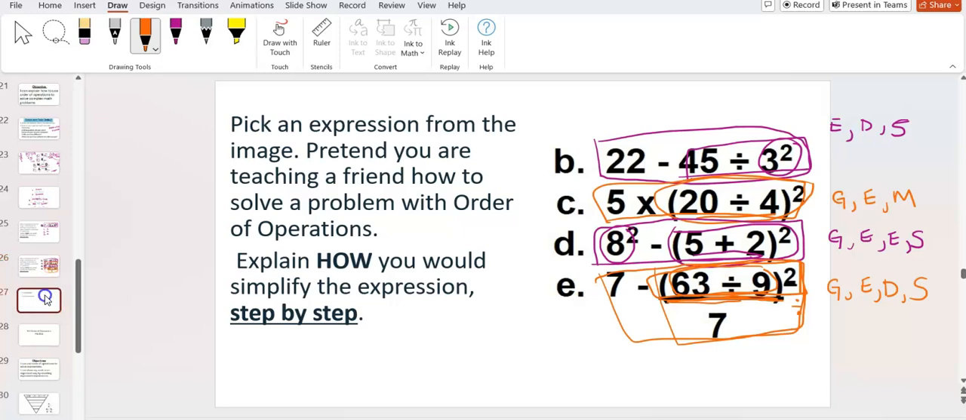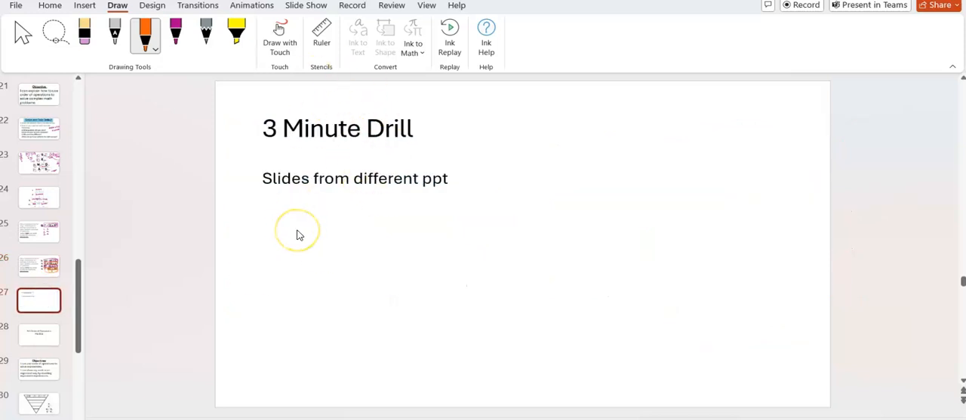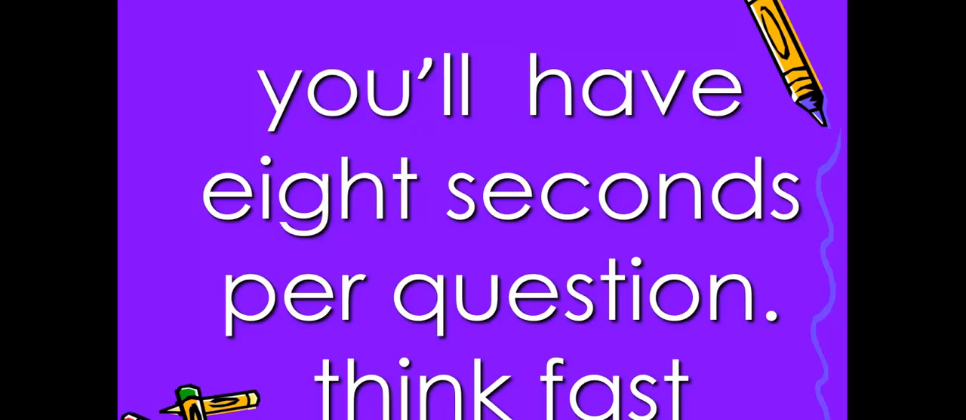All right, for the end of this video, now in class we would do this 3-minute drill. So I am going to pull up the 3-minute drill and I'm going to just set it and run it. I'm not going to talk too much. It runs for 8 seconds per problem and it's going to show you all of these problems, and your job is just to identify what comes first. Okay, so let me pull that up for you and you guys can watch at the end for the last of this video. All right, so you're going to think quickly. You'll have 8 seconds per question to think fast.